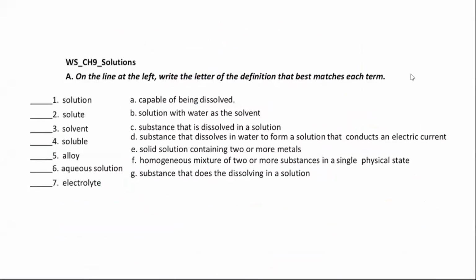At this time, I have a list of terms that we have talked about so far in this chapter. I'm going to give you 3 minutes to read through the terms on the left column and pair them with the correct letter on the right column to define the term. So I'll give you 3 minutes to pair these terms and their definitions.